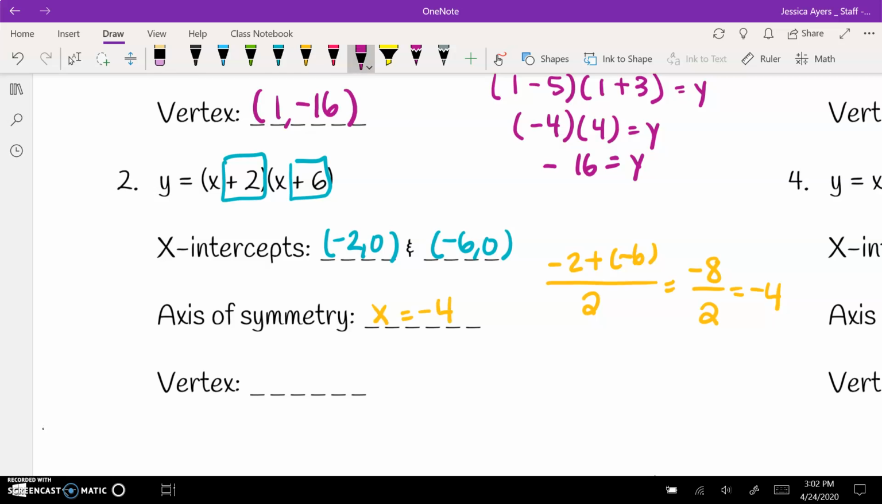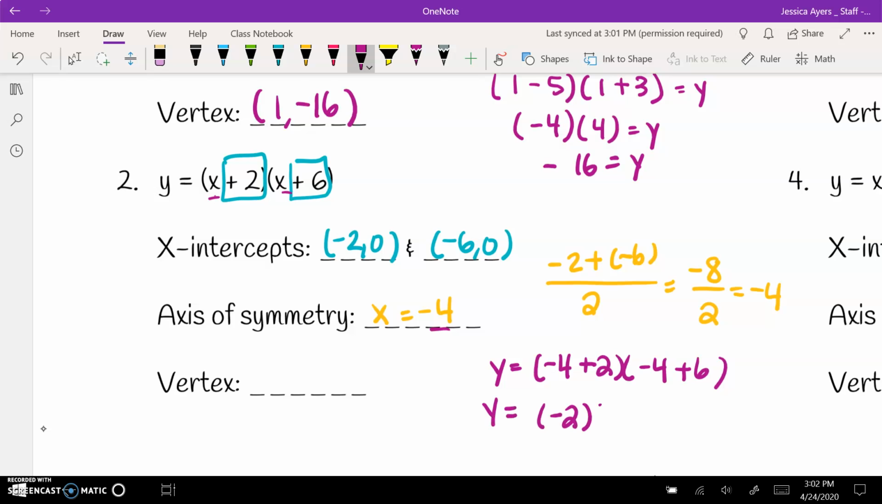Finally, I find my vertex by plugging negative 4 into my x's. So y will equal negative 4 plus 2 times negative 4 plus 6. So y will equal negative 2 times 2, which is negative 4. So my vertex is negative 4, negative 4.